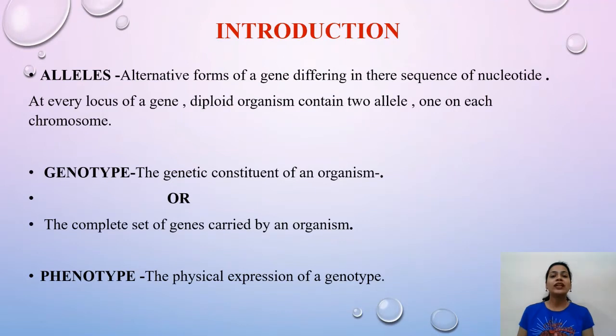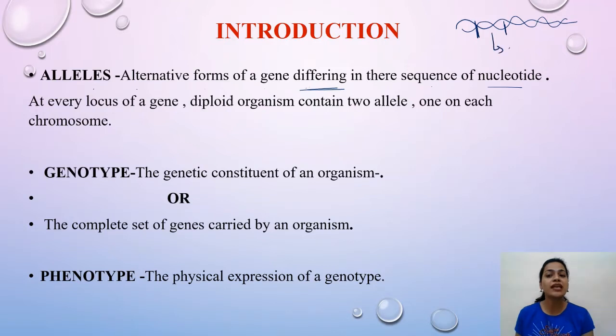First of all, we'll understand some introductory or basic terms regarding allelic and genotypic frequencies. So first, what are alleles? As we all know, alleles are the alternative forms of a gene which differ in their sequence of nucleotides. If you remember, I have already told you: if we consider this to be a DNA, what is a gene? A gene is simply the functional segment of this DNA.